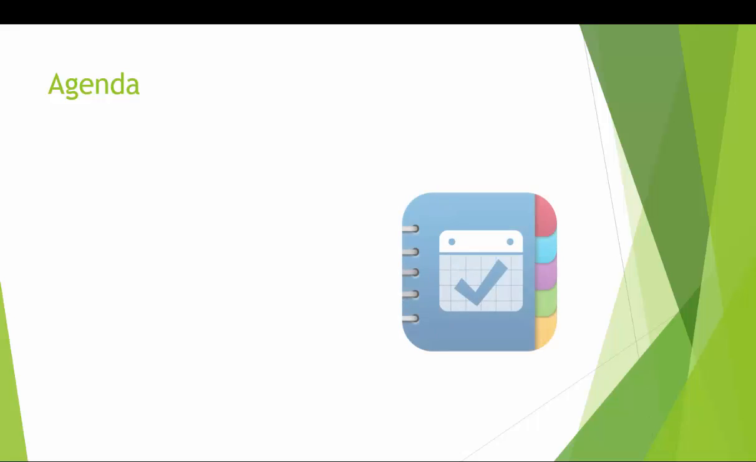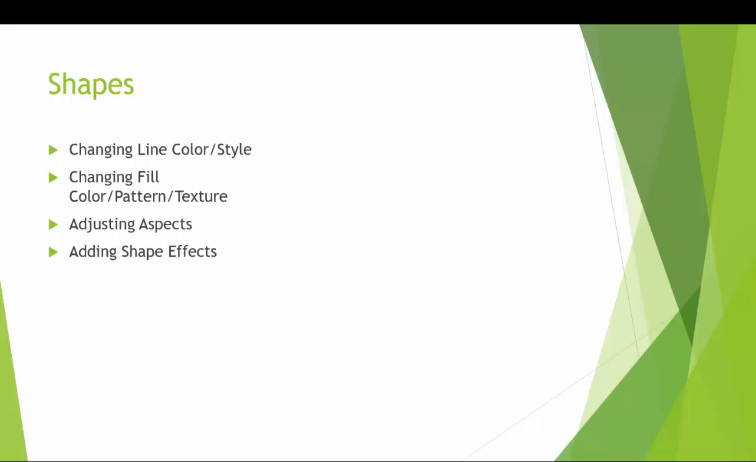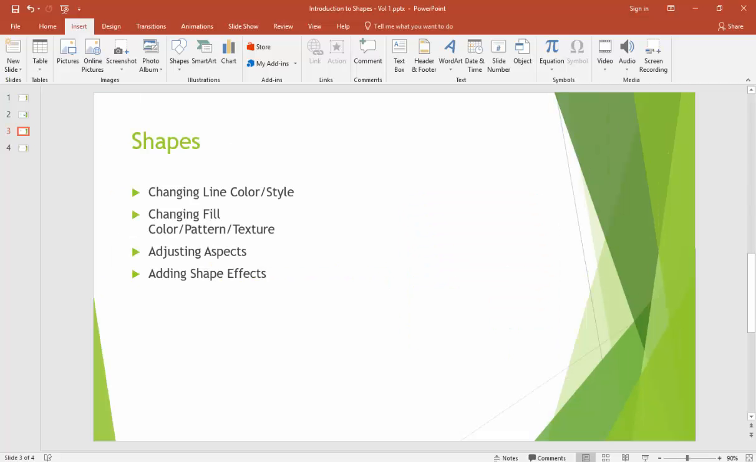The agenda for this lesson will cover changing line colors and styles, changing fill color patterns and textures, adjusting aspect ratios of the shapes of our objects, and adding shape effects. Here I'm going to be working in PowerPoint. All these processes will be the same for PowerPoint, Word, Excel, and Visio.